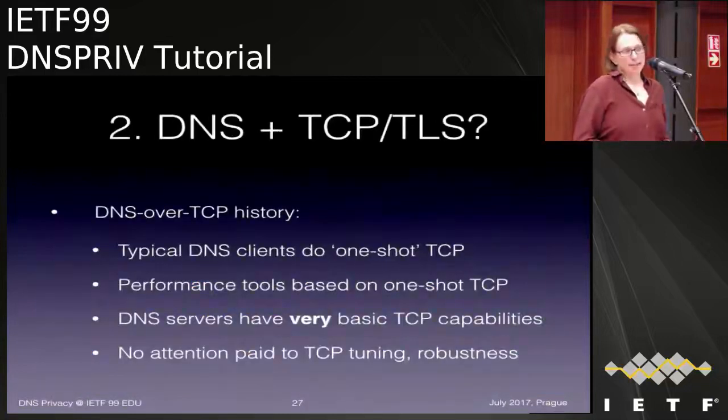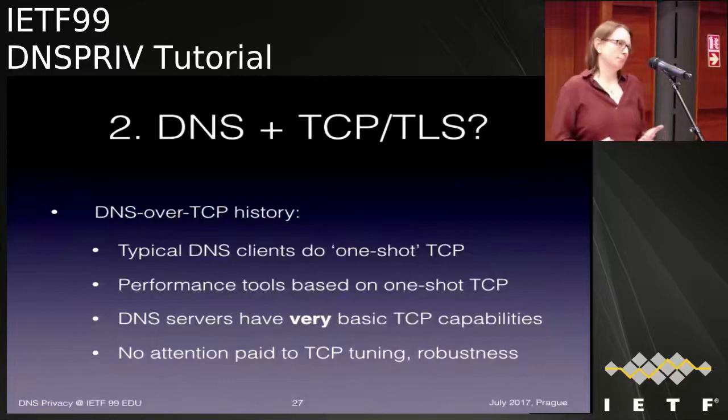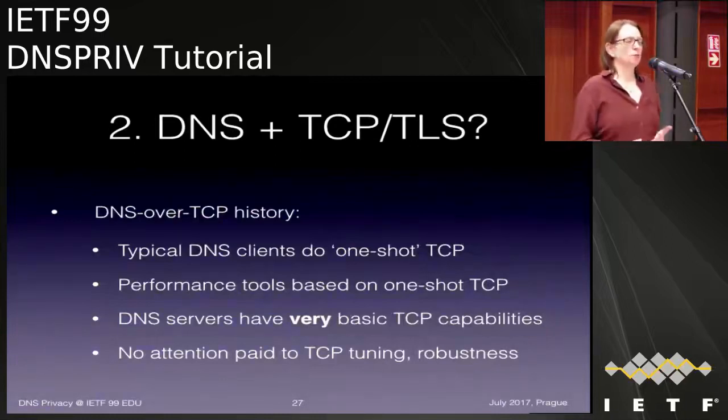The next one wasn't quite so easy. This was to go back and look at what DNS servers did with TCP. What they did was they tended to do one-shot TCP. If they had to fall back to TCP, they opened a connection, fired off a query, got a response, shut the connection, went straight back to UDP. So using that kind of implementation was just unfeasible.